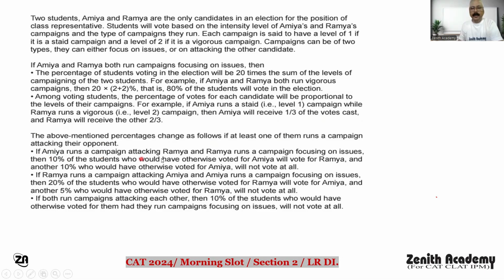If Amya runs a campaign attacking Ramya and Ramya runs a campaign focusing on issues, then 10% of the students who would have otherwise voted for Amya will vote for Ramya, and another 10% who would have otherwise voted for Amya will not vote at all. If Ramya runs a campaign attacking Amya and Amya runs a campaign focusing on issues, then 20% of the students who would have otherwise voted for Ramya will vote for Amya, and another 5% who would have otherwise voted for Ramya will not vote at all.